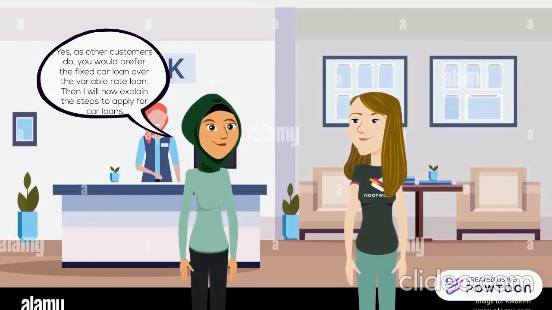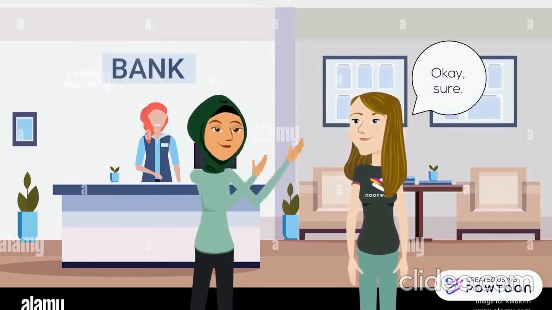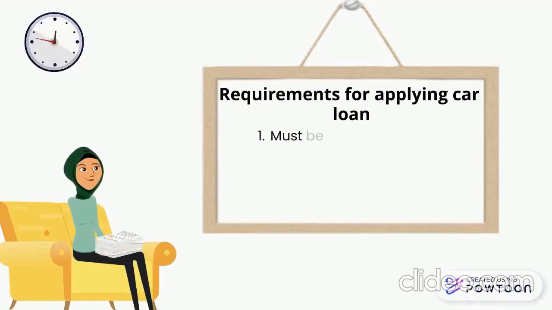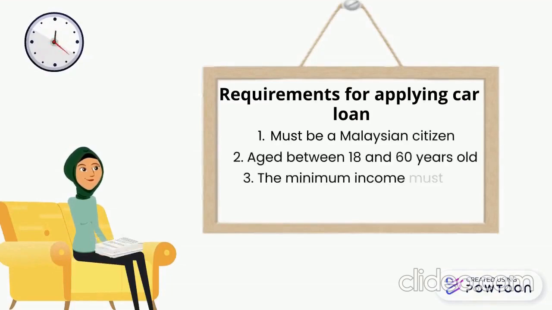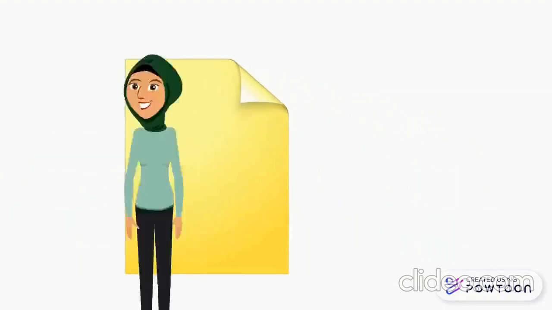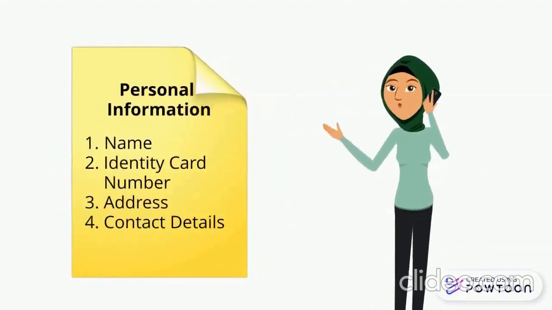Then, I will now explain the steps to apply for car loans. Okay, sure. First, the banker will ask a few basic questions to determine whether you are eligible for the loan. The main conditions for applying for car loans are you must be a Malaysian citizen, aged between 18 and 60 years old, and the minimum income must be RM2,000 and above. After the banker sees all the eligibility, they will give you the Maybank personal loan form for you to fill in with all the data needed. The data include your name, identity card number, address, and contact details.